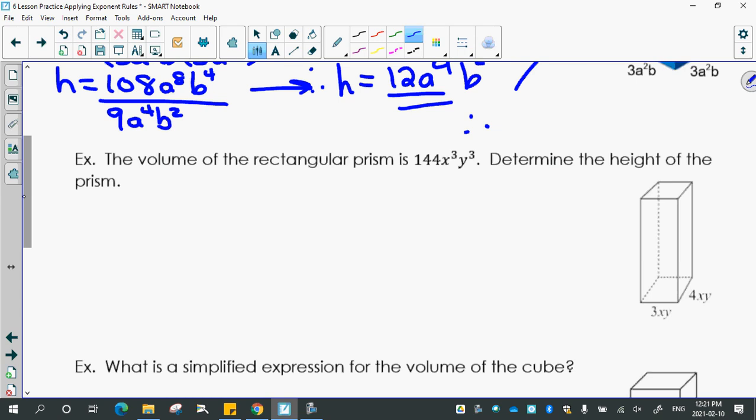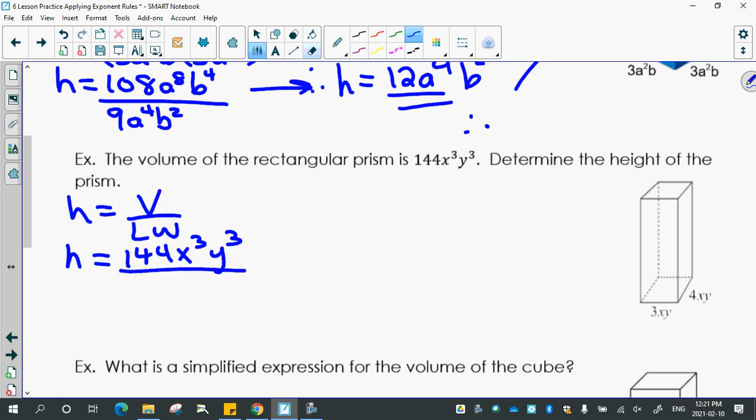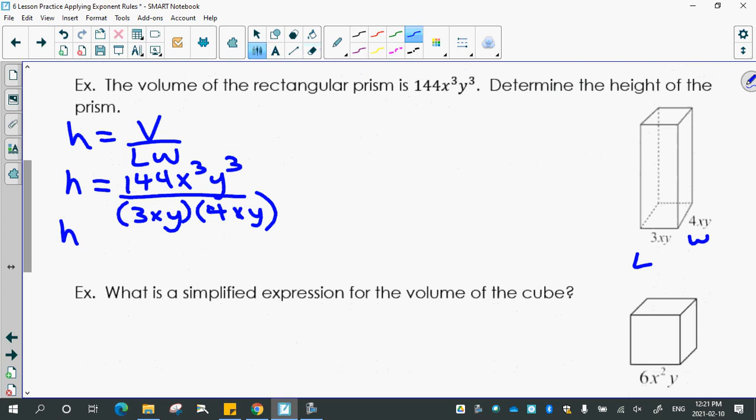Okay, so this walkthrough, I see a lot more people have converted to doing... sorry, what are you trying to find here, the height? So height is volume divided by length times width. And then 144 x cubed y cubed for volume. And then picking out a length and a width, and substituting them in. And then simplifying the bottom first before you divide.